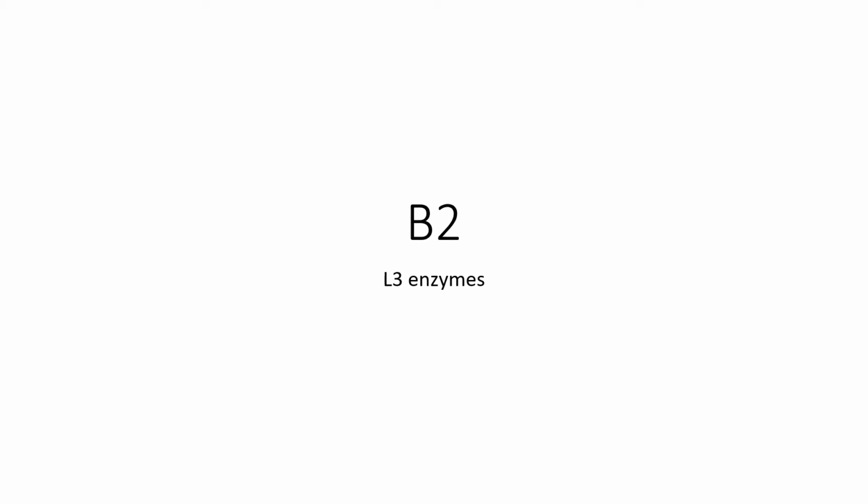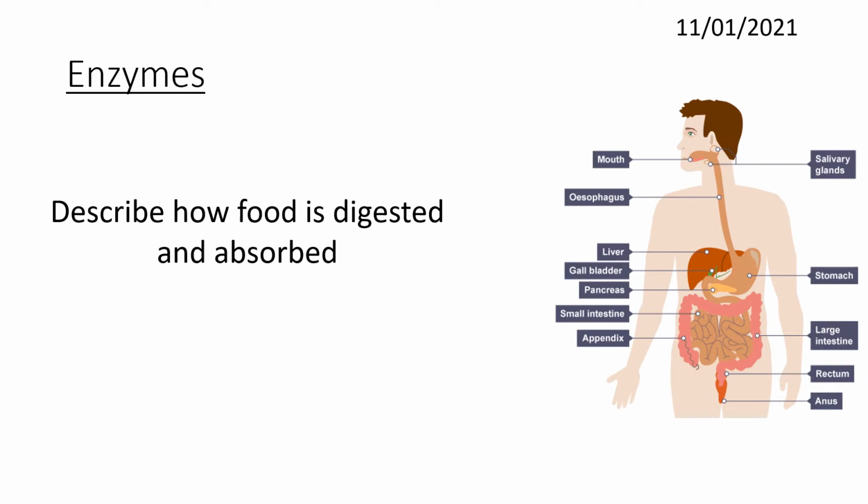This is a GCSE biology presentation on enzymes. So to get started, have a look at the picture on the right hand side of the screen. It gives you all the main organs involved in the digestive system. And all you have to do is cast your mind back to the previous presentation and explain how all those organs work together in the digestive system to digest and absorb nutrients from food.